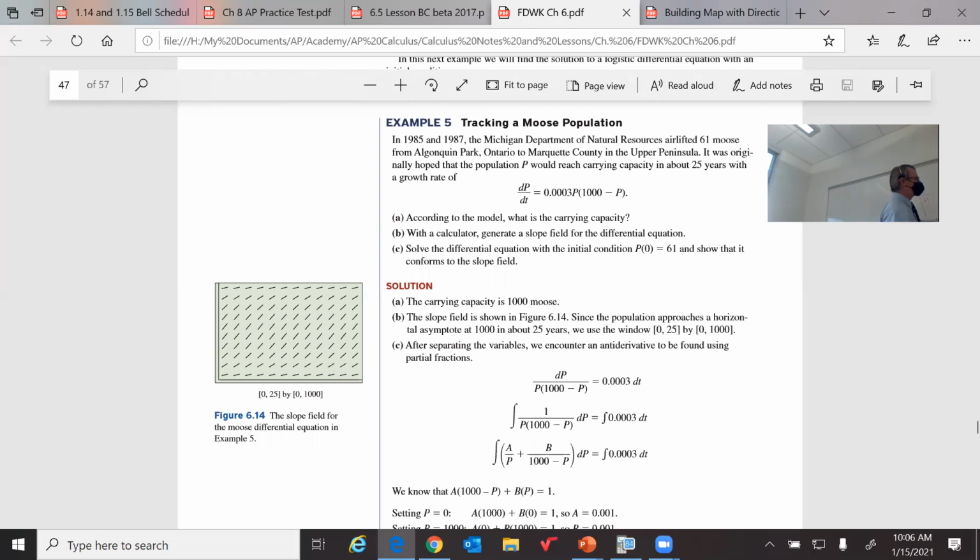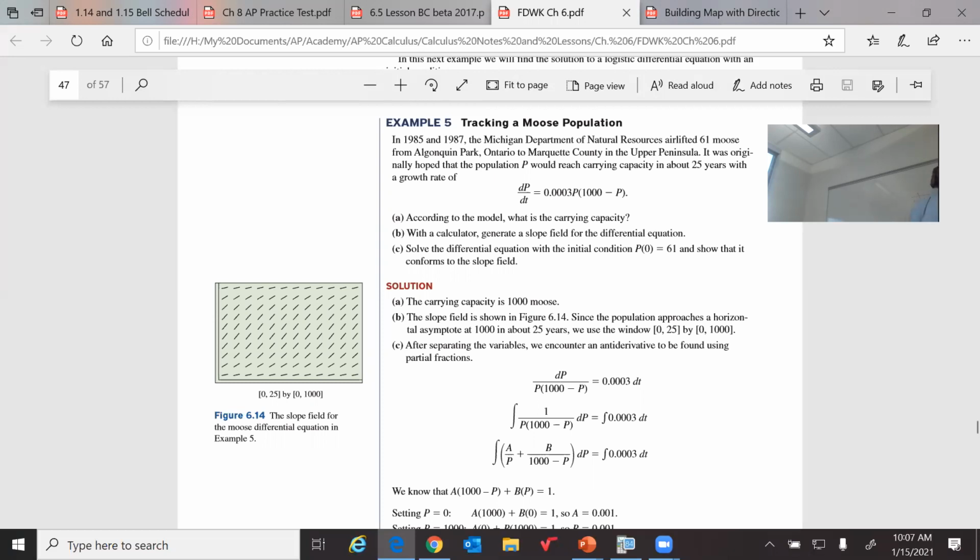So it says the carrying capacity is 1,000. How do you know that? It's in the differential. This is 1,000 take away P. Which means what? Think about this. When this number is 1,000, you would have 1,000 take away 1,000, which would be 0. And you'd be multiplying 0 times this growth. Well, there'd be no growth. And if this number is 0, then it would be growing at whatever rate it was, which is, in this case, 30%.